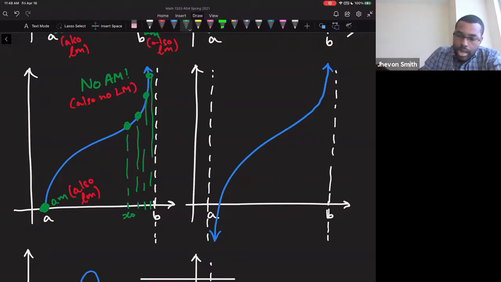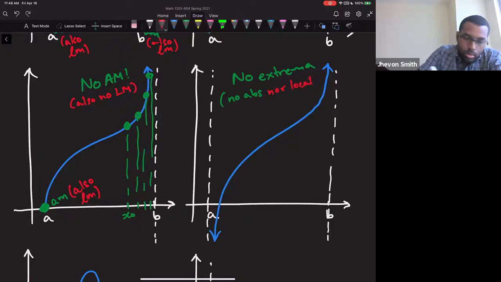Similarly, this one has no extrema either. No absolute, nor local. For a similar reason, there's no x value I could pick that would give me the smallest output because the output just keeps going smaller to negative infinity. And there's no x value I could pick that would give me the biggest output because the output just keeps going.